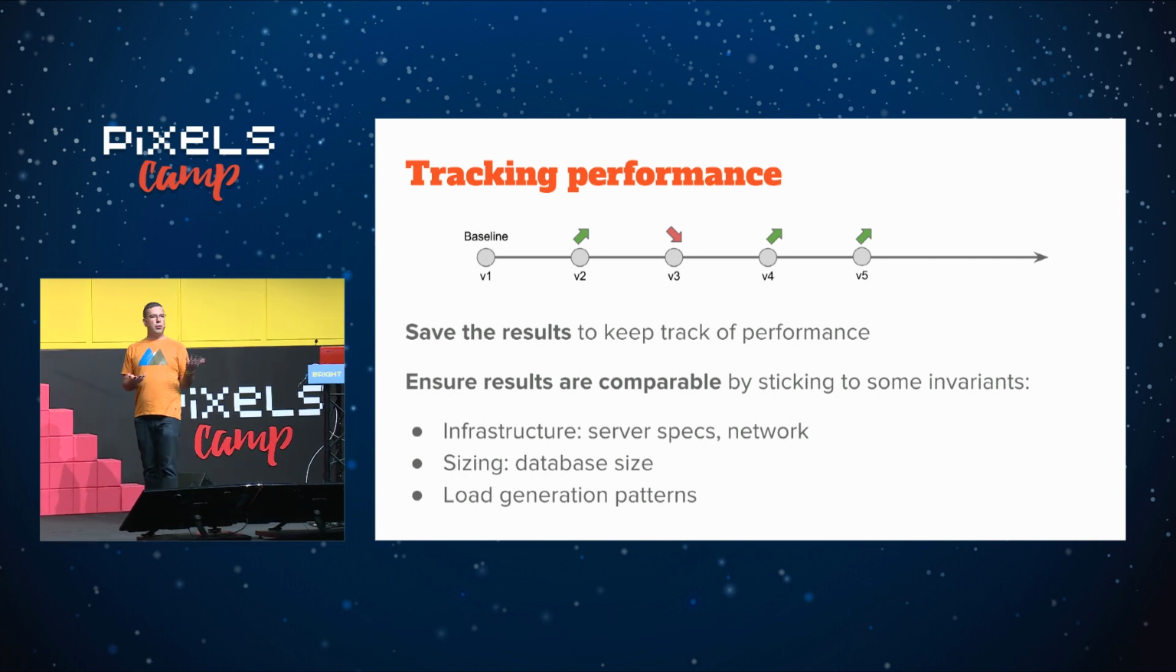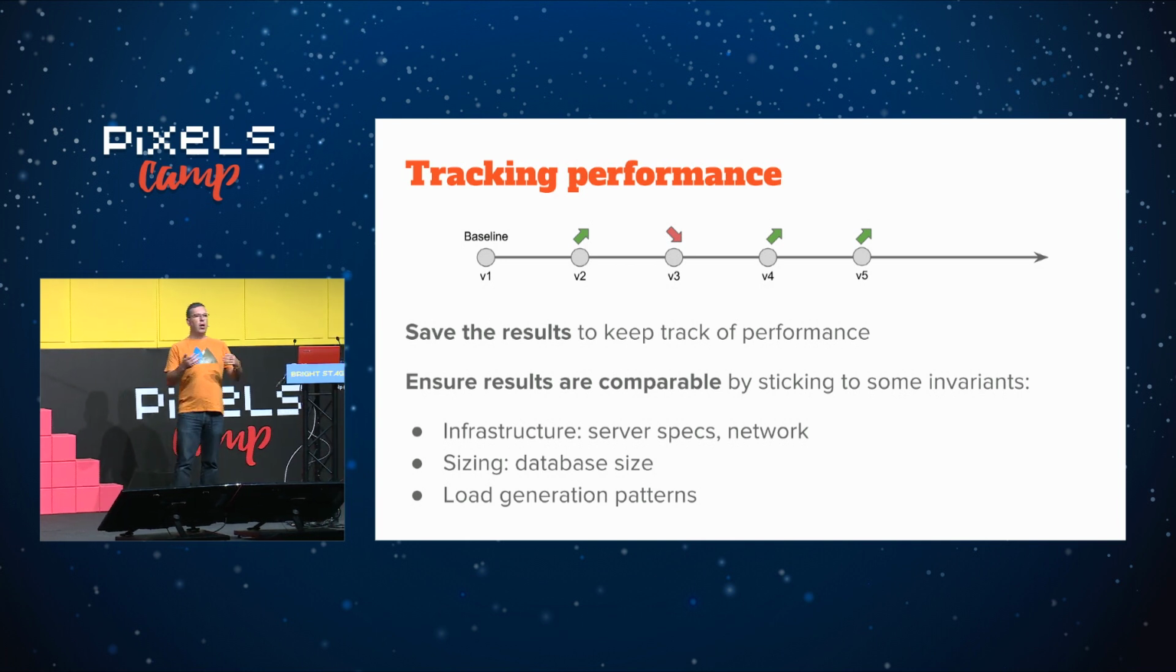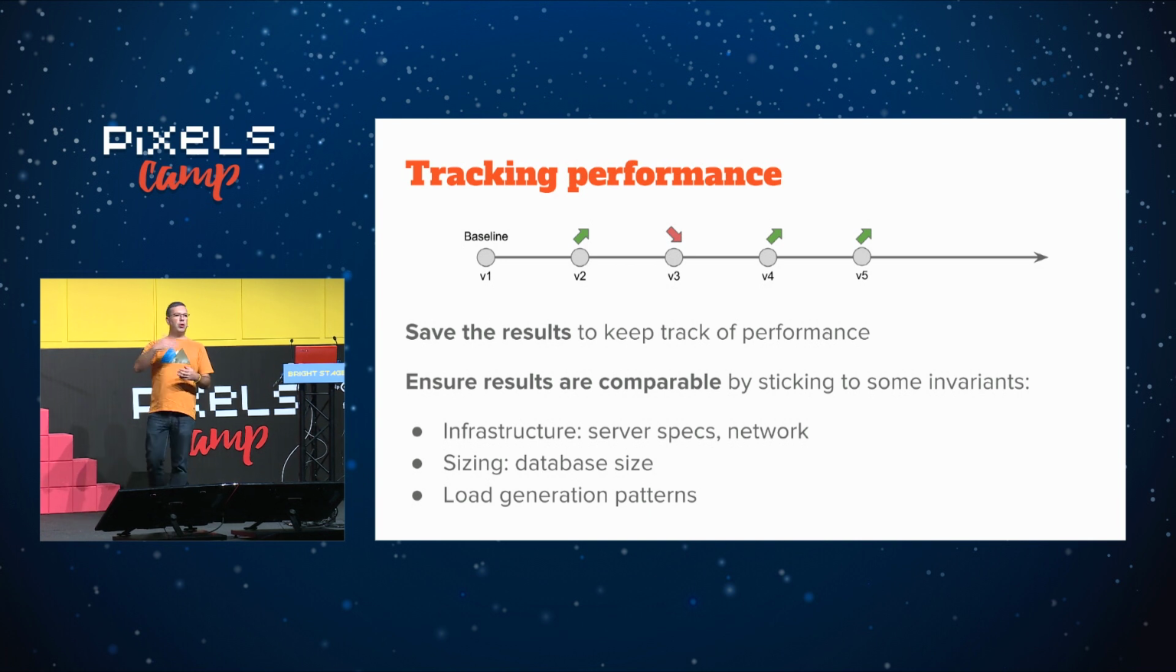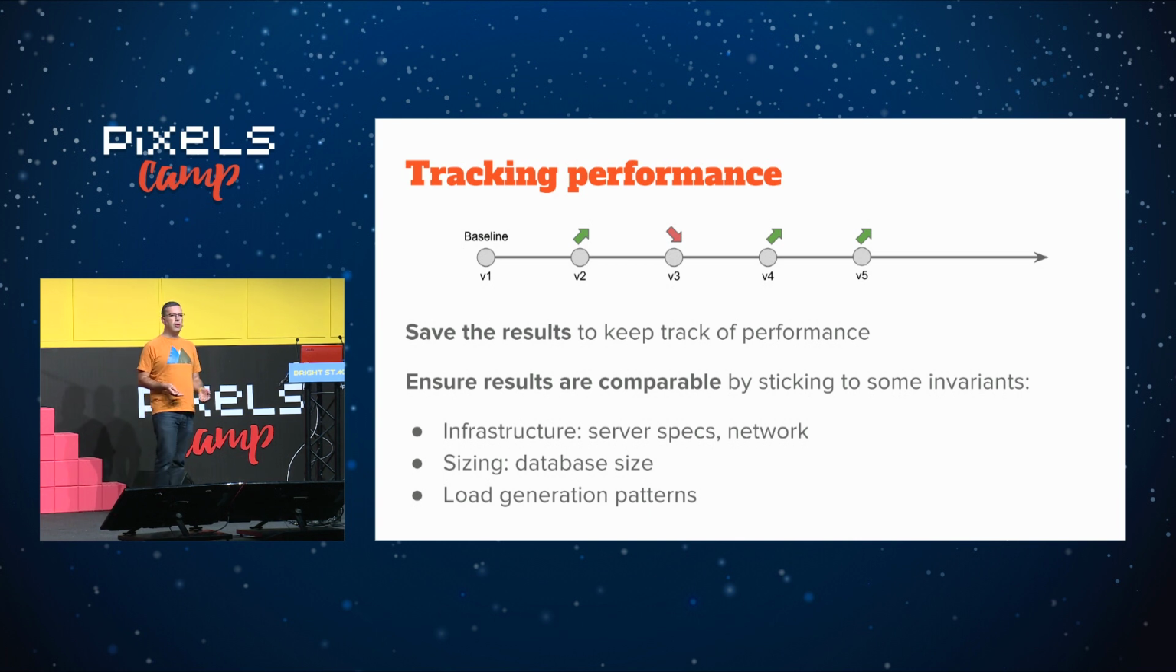In order to make the results comparable, we have to have some invariance, right? So the infrastructure should always be the same between every run. The database sizes should always be the same, and the load generation pattern should also be the same among several test runs. So this is to make the load test results comparable.